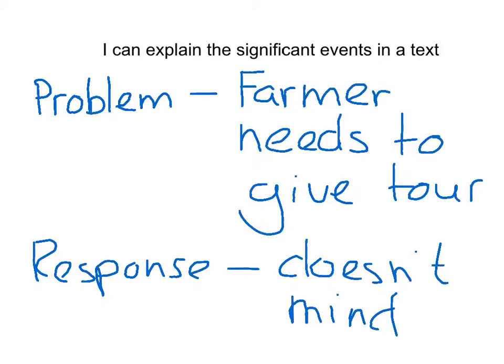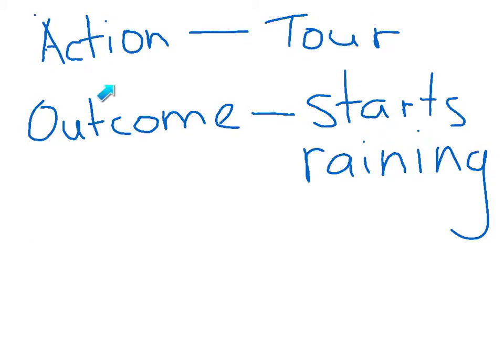This is a screencast on how to explain the significant events in a text. We first read the story about the farmer who needed to give a tour to some people on his farm. So that was the problem story. His response: he didn't mind doing it. Then the action was he gave them a tour, and then the outcome, it started to rain.